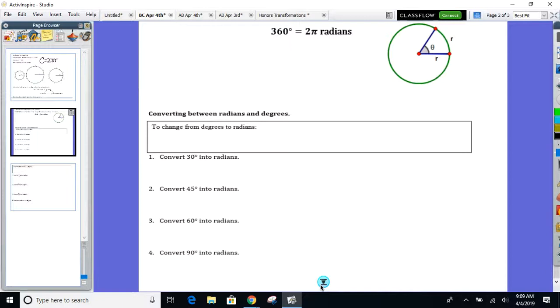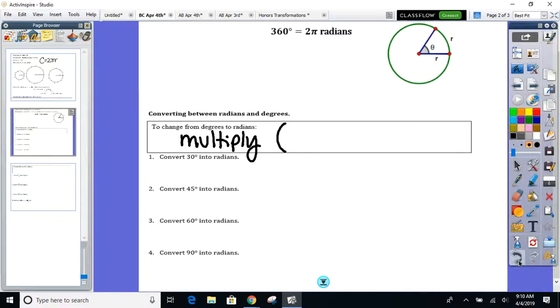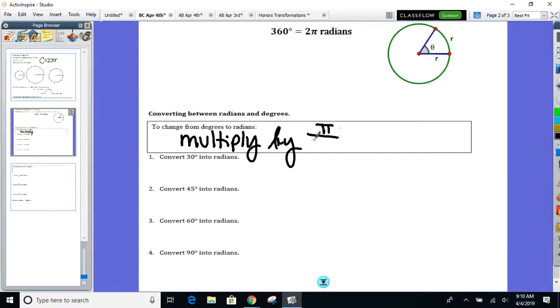Pi over 180 radians. So to change degrees to radians, I multiply by that conversion on the formula sheet, which is what 1 degree equals. Multiply by pi over 180 if I want to change any degrees into radians. If that's on your formula sheet, no need to memorize. You just got to locate it on your formula sheet.